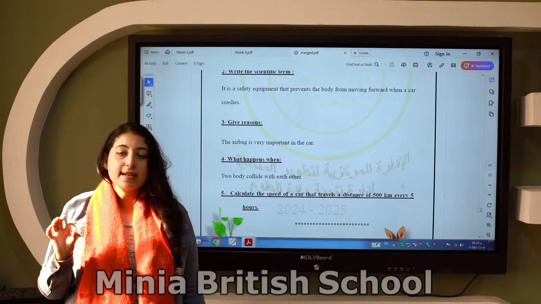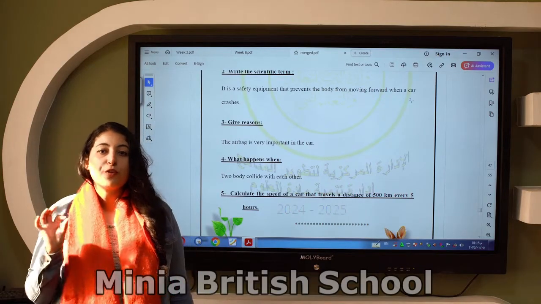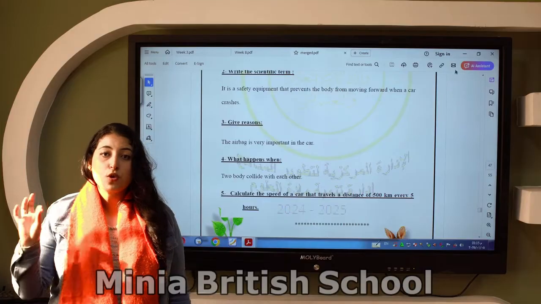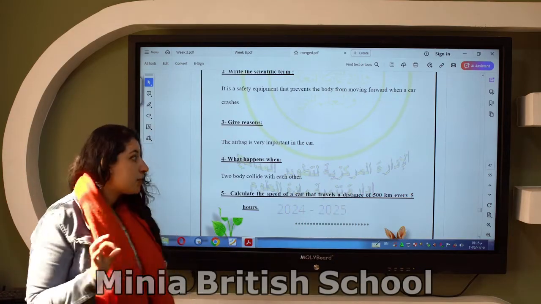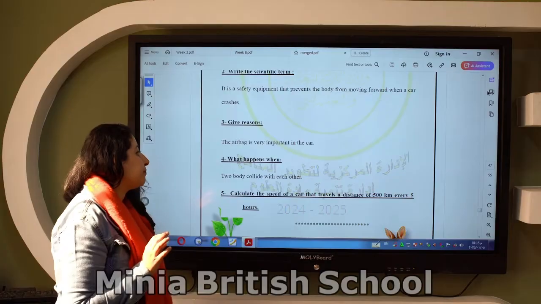Give reason. The airbag is very important in the car. Because the airbag slows down the speed of the moving car. Number 2, it absorbs the energy of collision during a crash.